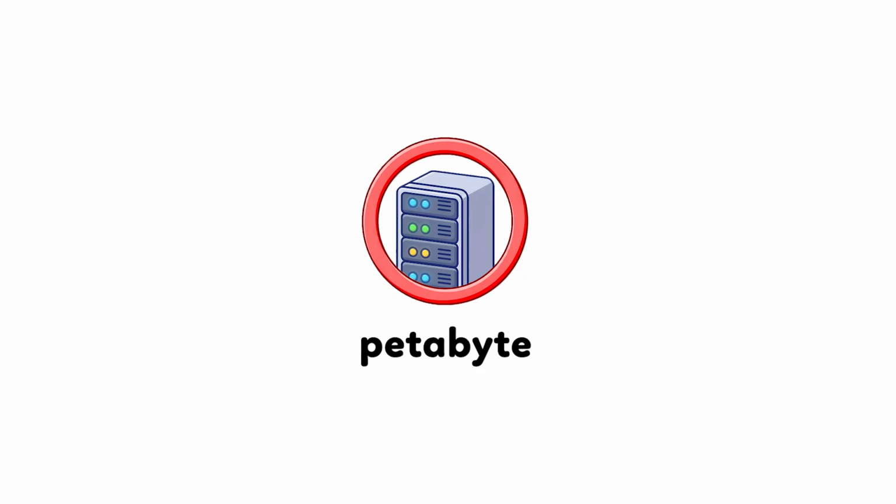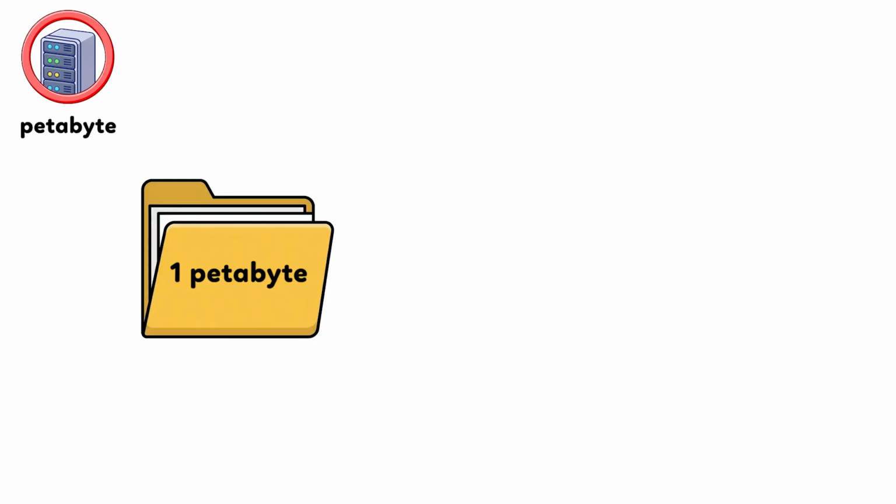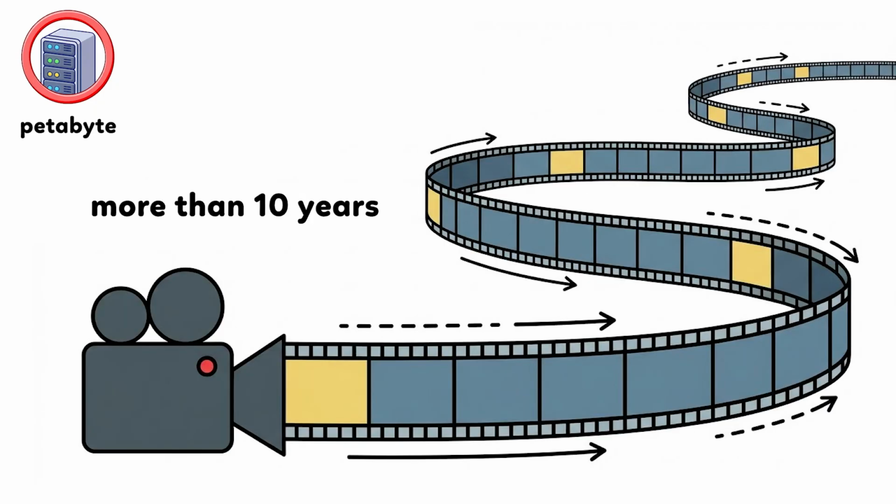Petabytes represent the next massive leap in storage capacity. 1 petabyte equals 1,024 terabytes, or 1 quadrillion bytes. To grasp this scale, a single petabyte could store 13 years of continuous high-definition video content. That's enough space to record every waking moment of your life in crystal clear quality for over a decade.